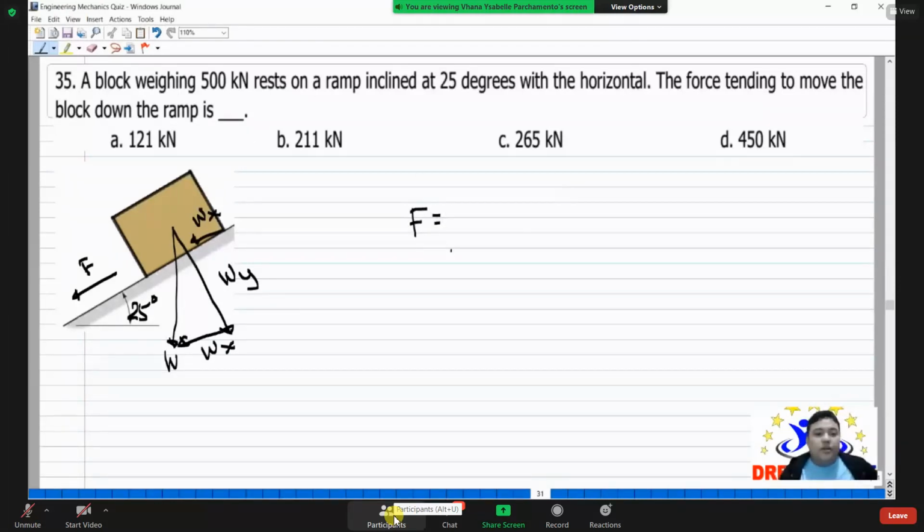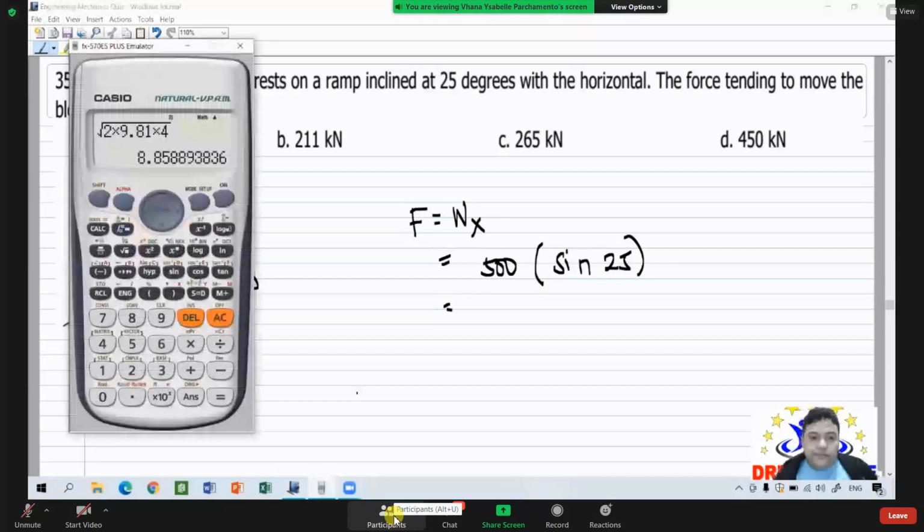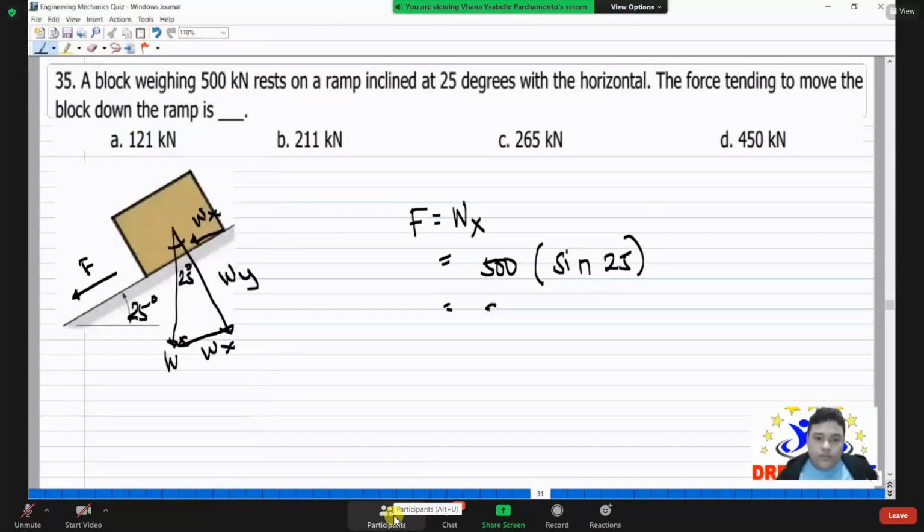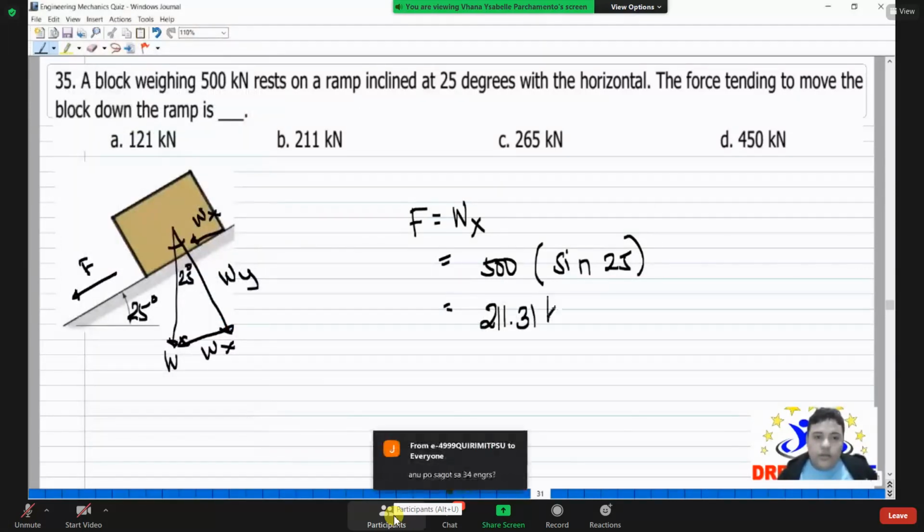So, therefore, F now, from your free body diagram, that is equal to WX, which is equal to 500 times sine of 25 degrees natin dito. WX is opposite. So, that is sine of 25. So, this is equal to what? 500 sine of 25 is 211.31. 211.31 kilonewton. Letter B.